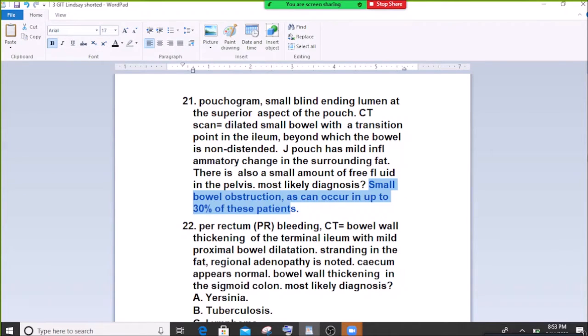When the patient undergoes a procedure and forms a pouch, it has its own complications. Forming of a pouch has its own complications, and in 30% of patients with a J pouch, you can see small bowel obstruction. Correct.